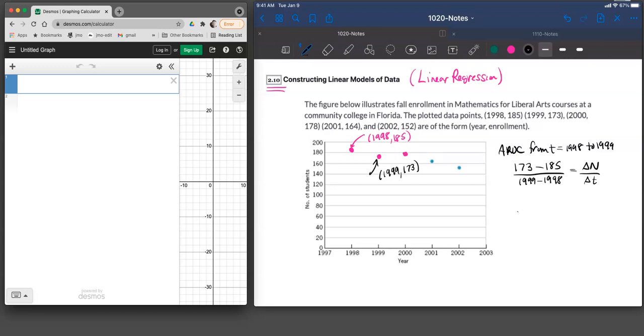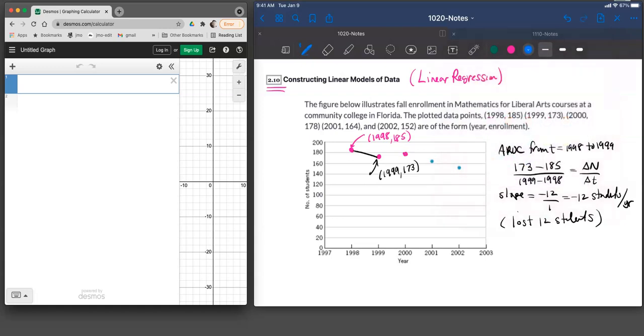Okay, so we can see that the slope of this line right here, there's a line connecting those, we know that the interpretation of the average rate of change is the slope of that line, and that would be 173 minus 185, that would be negative 12, over a change in 1 year. So that was negative 12 students per year. Okay, so over the 1998 to 1999 year, looks like we lost 12 students to enrollment that year. Okay, but there is a little bit of hope in this data.